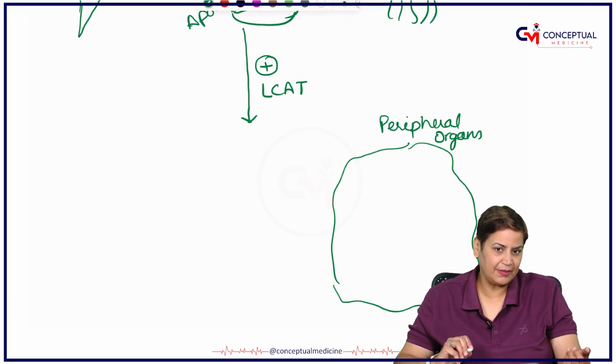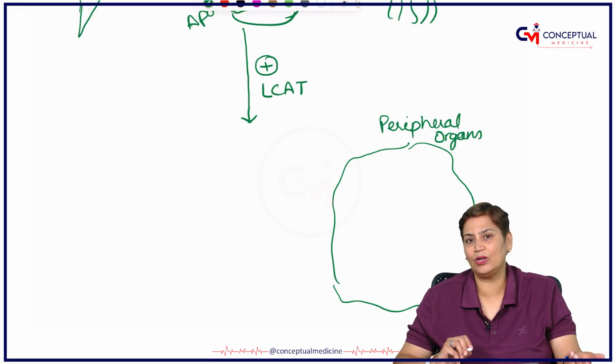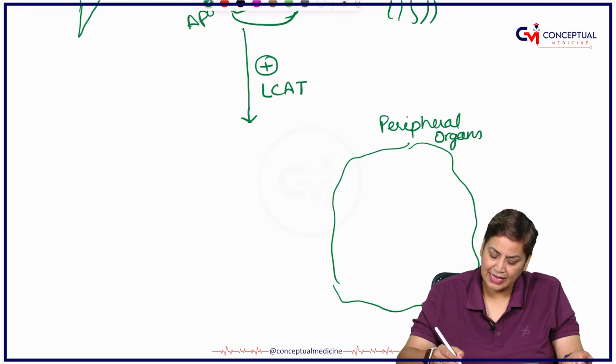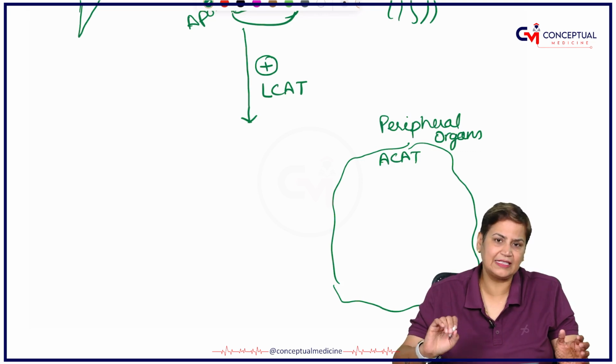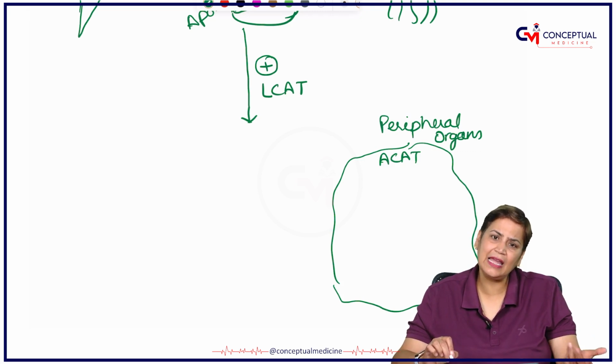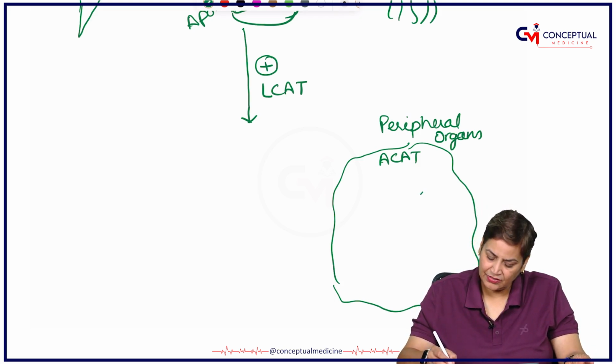So what are the enzymes which help in the function of HDL? And what are the enzymes which help in the transport of cholesterol, which is what the metabolism of HDL is all about. So in the peripheral organs there is already the enzyme called ACAT, which is acyl cholesterol acyltransferase. There is a difference. Acyl cholesterol acyltransferase is present in the adipose tissue, and the LCAT enzyme is present with HDL in the blood vessels. So this ACAT enzyme will also help in the same function.